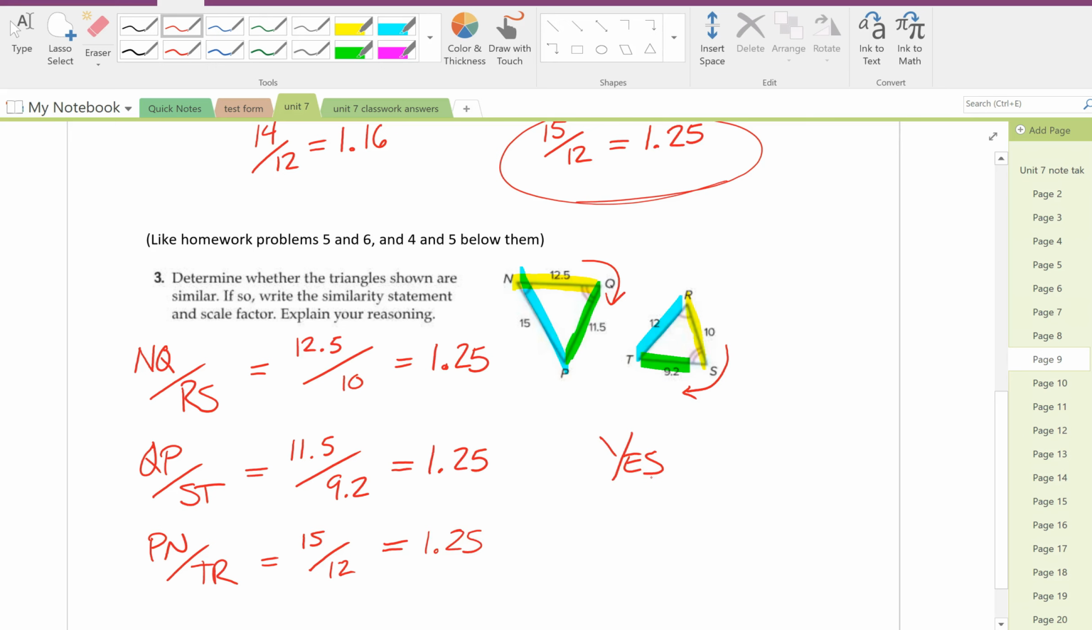If I was going to write the similarity statement, I just have to make sure that I get the corresponding angles in the same order. So N corresponds with R, Q corresponds with S, and T with P. I guess it's P with T. And then I make the similarity sign between them and I'm done.